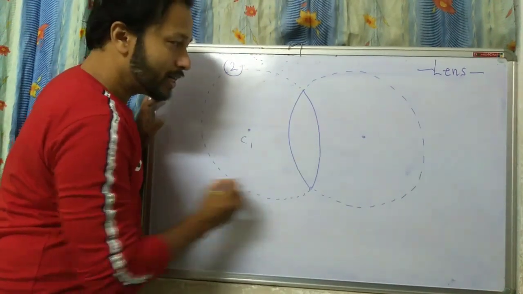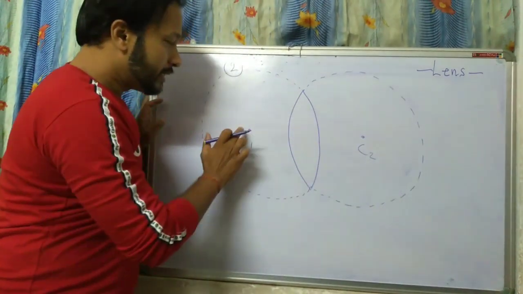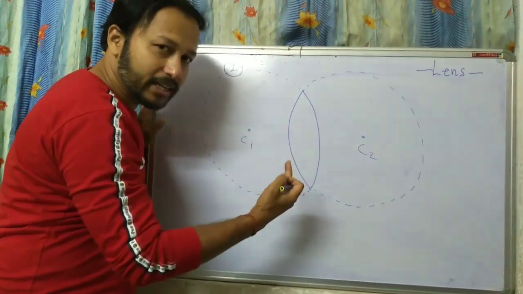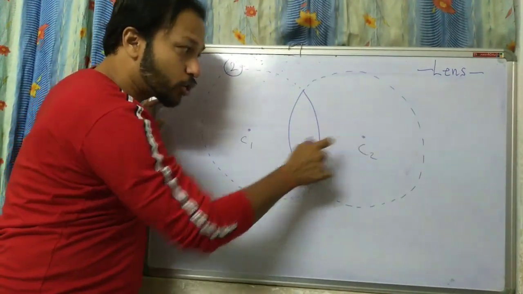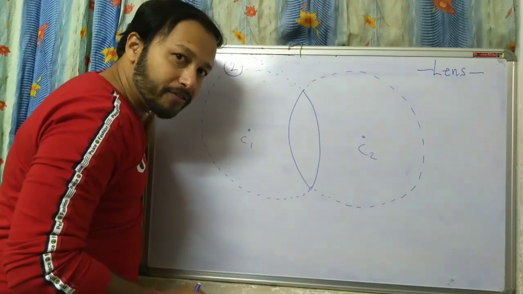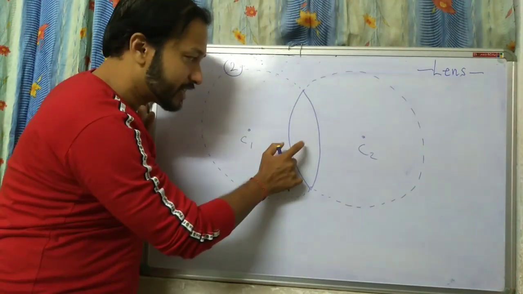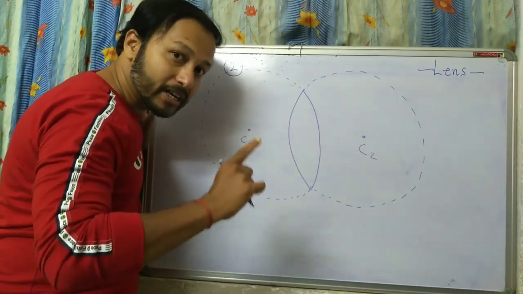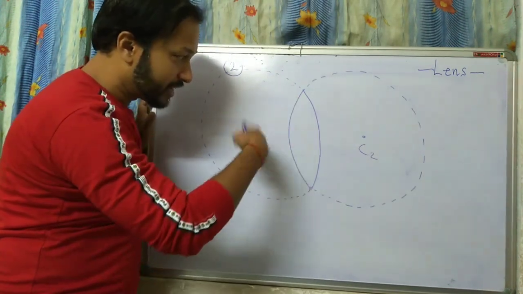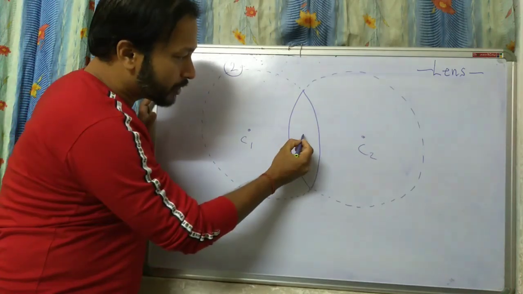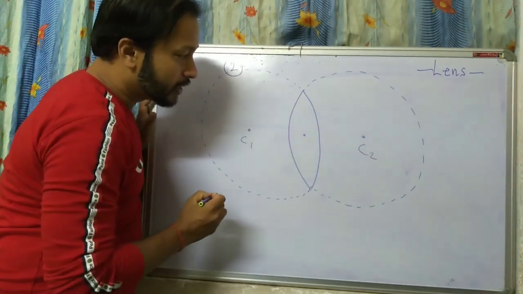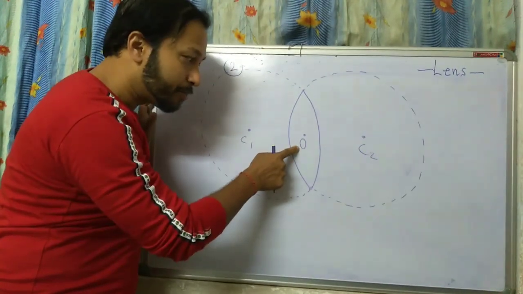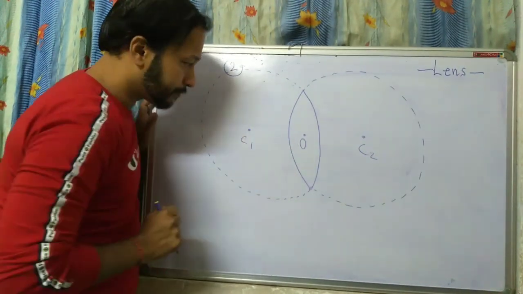Say this is C1 and C2. This is the center of this circle. This is the center of this circle. These centers are called center of curvatures of this lens. Got it? Center of curvatures of this lens. So we got this point which is called pole or optical center. You can denote it by O.